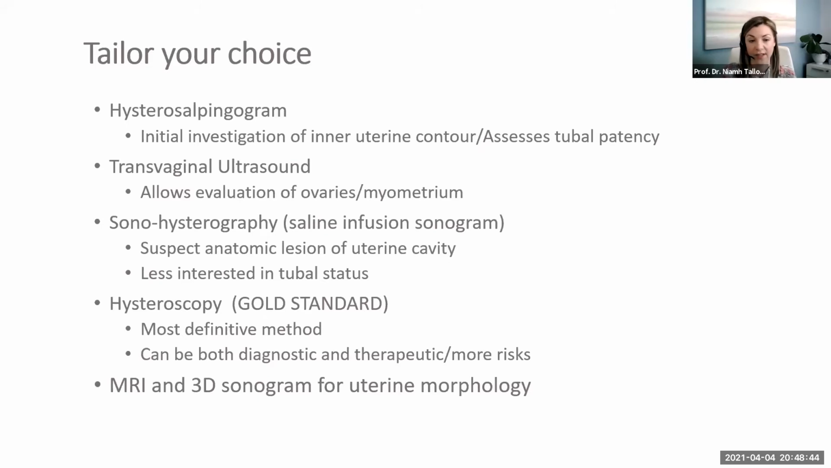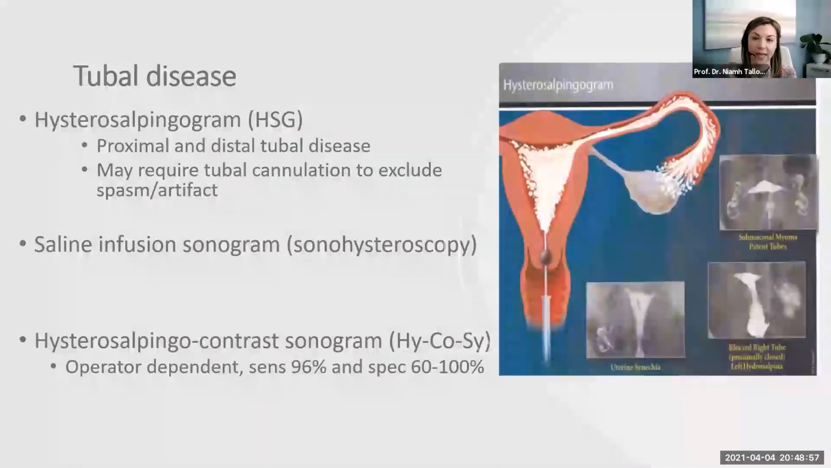And HSGs are hard to get because they're done at outside X-ray clinics. And certainly MRI and 3D ultrasound, there are long wait lists in our world for those, again, because they're done at hospitals or radiology clinics. And just in terms of a tubal assessment, HSG would be the easiest thing to do without putting someone to sleep and doing a laparoscopy and a chromotubation. And this is pretty good for identifying both proximal and distal tubal disease, but actually may require tubal cannulation if you get proximal spasm. And it looks like this proximal obstruction, and that's pretty common.